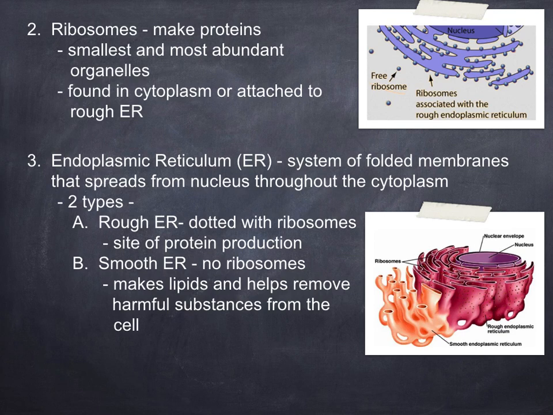The smooth ER has no ribosomes on it. So here you can see smooth ER. Its job is to make lipids. So remember those fats. And then it also helps remove harmful substances from the cell. So it helps carry things out of the cell.